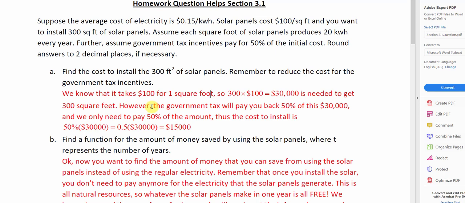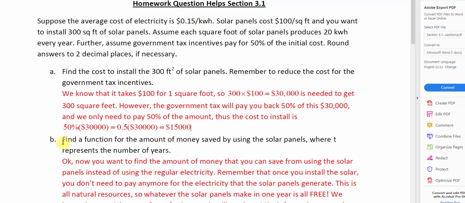Okay. However, we know that the government tax incentive will pay you back 50% of this amount of money. So all you have to pay is 50% of the full amount. The cost to install the 300 square feet should be 50% multiplied by 30,000, or 0.5. Make sure that 50% is 0.5 in decimal and multiply that with 30,000. You should pay only half of the price, $15,000.